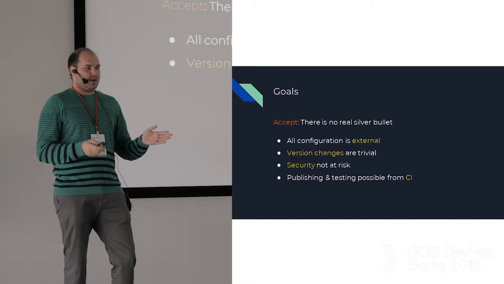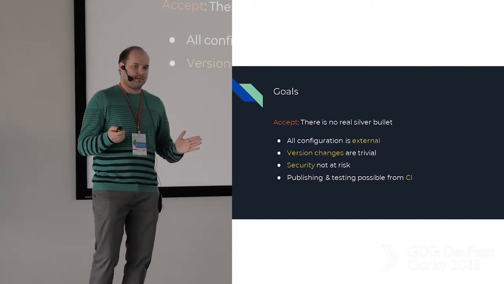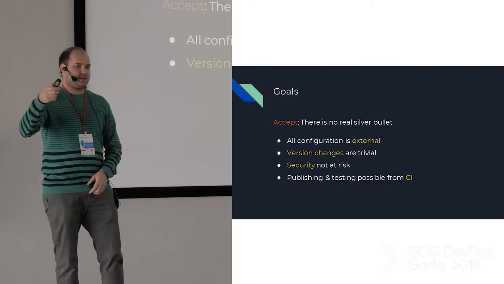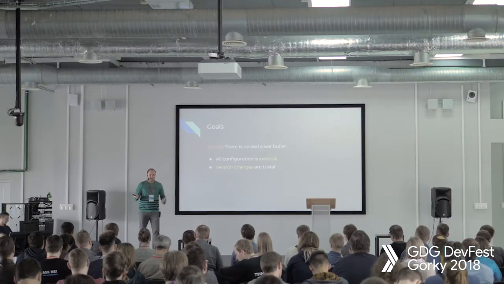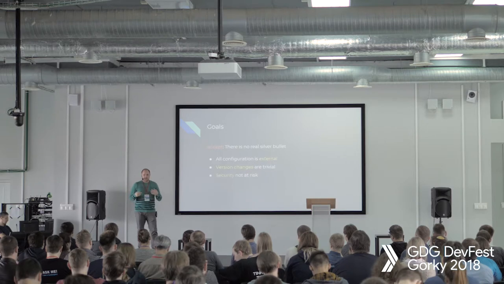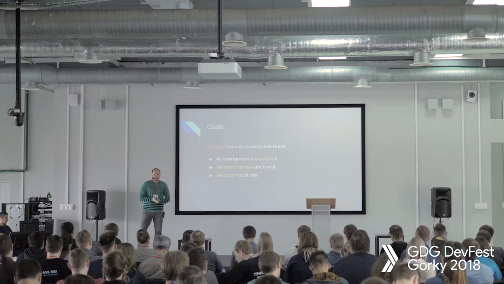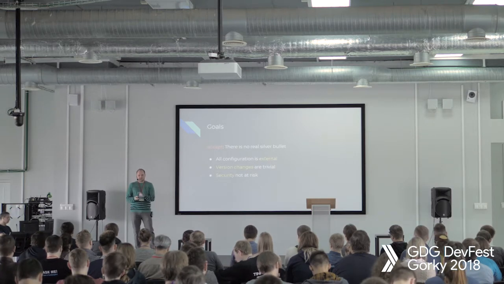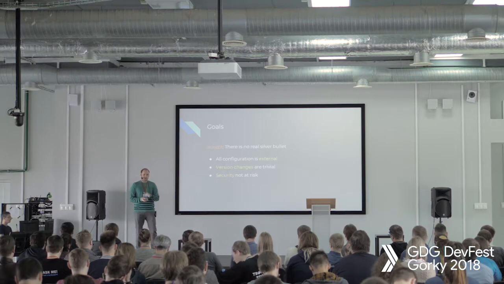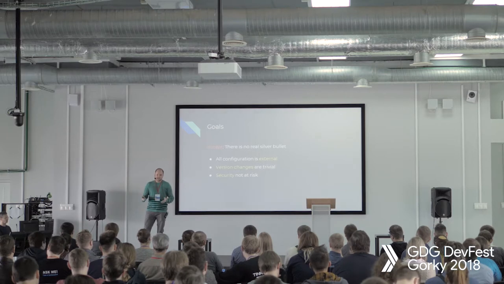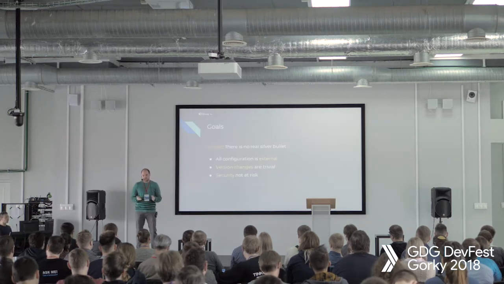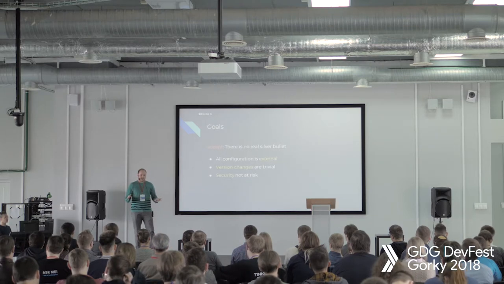Also, we want to make version changes as trivial as possible. So if you're publishing 2.7.5, we want this to be as easy as possible. And then also keep everything secure, because Maven Central is checking how secure your library is, and JCenter is checking how secure your library is. It needs to be signed and all of this. So we need to keep security at a high level.